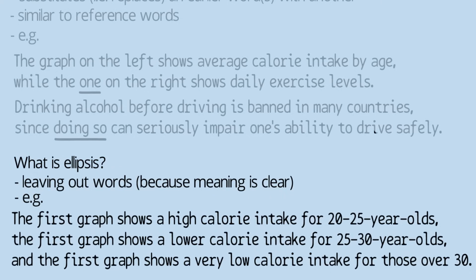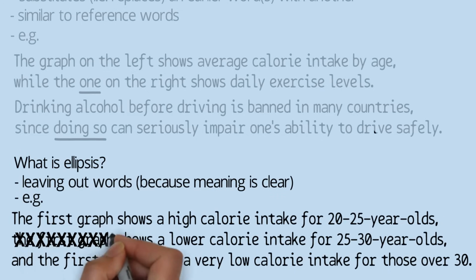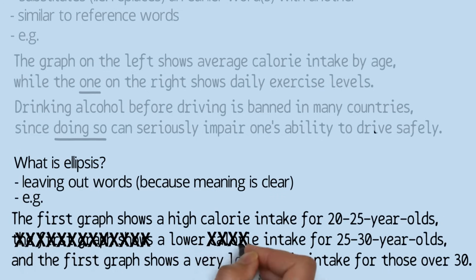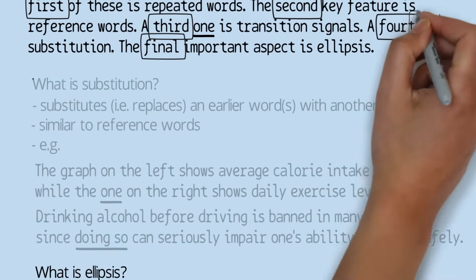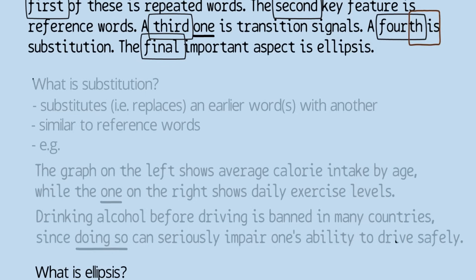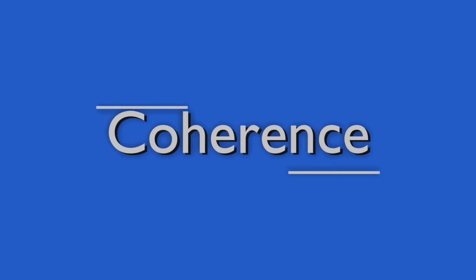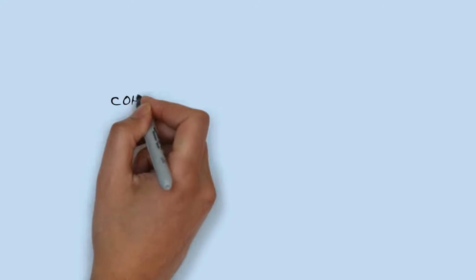The first graph shows a high calorie intake for 20 to 25-year-olds, a lower intake for 25 to 30-year-olds, and a very low intake for those over 30. And the example passage we just saw also has an example of ellipsis. A fourth is substitution. So this means a fourth important feature is substitution, and the words important feature have been left out. So let's now consider coherence.